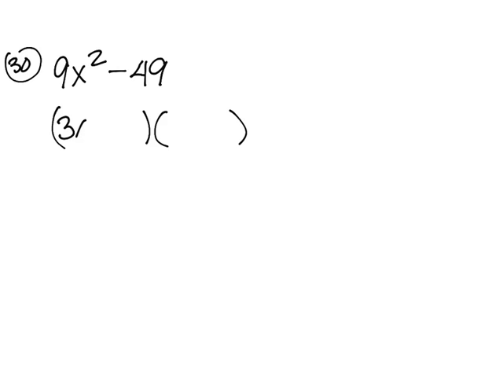30, they want you to factor 9x squared minus 49. Now that's a difference of squares, right? That's the easy factor. What's the square root of 9? 3. So we got 3 x's at the front. What's the square root of 49? 7. And one is, and the other one is. So the one that they want you to match is the 3x minus 7. Does that make sense? Okay.